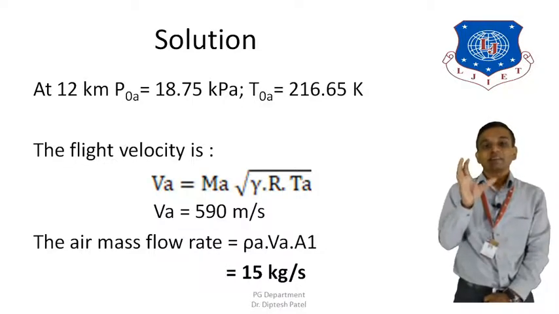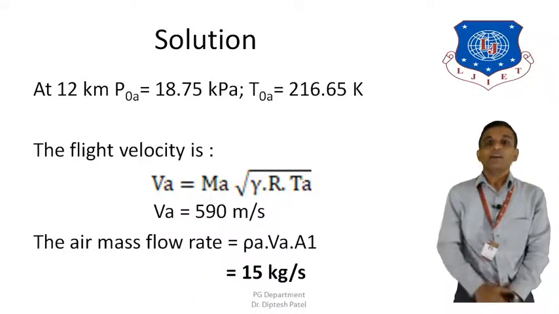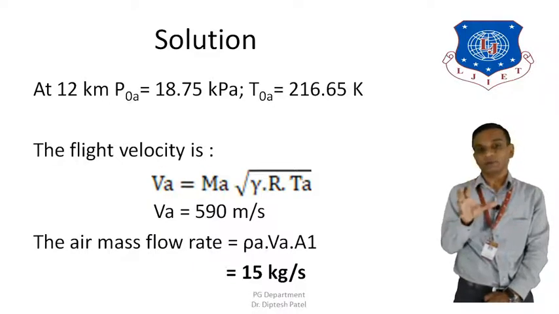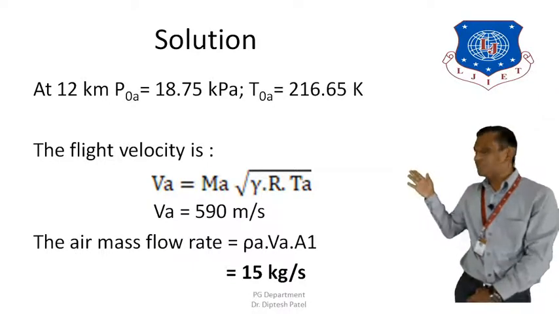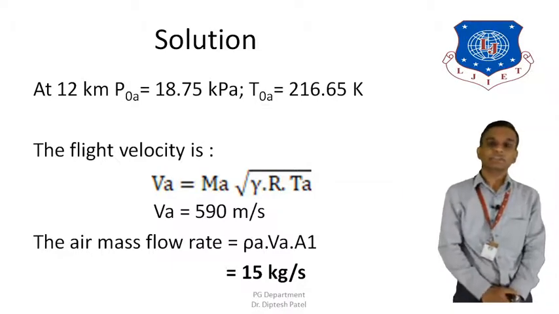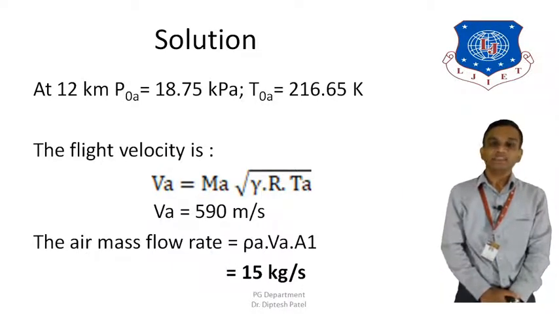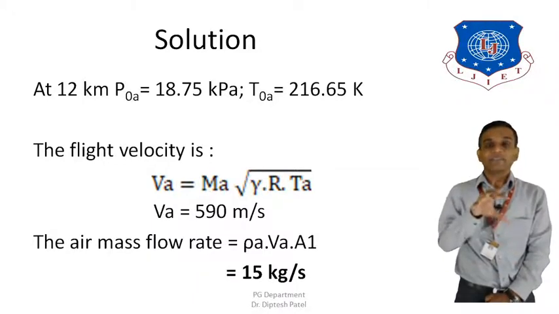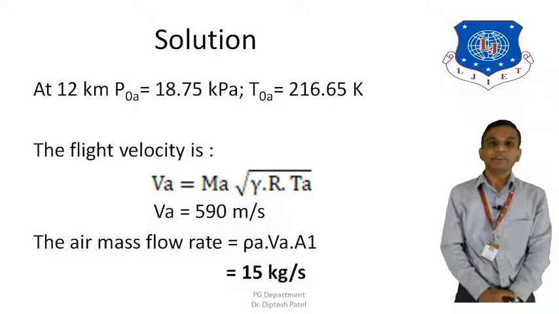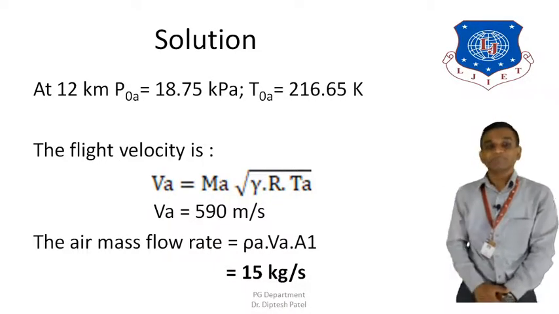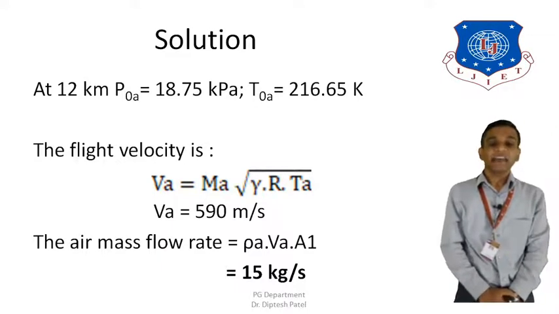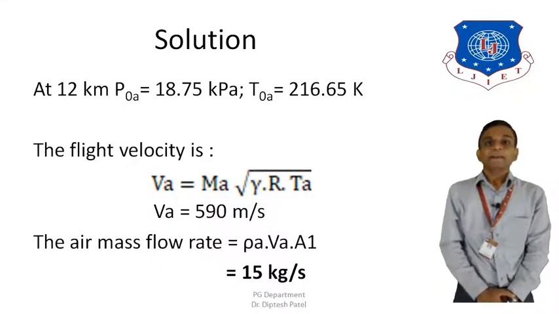So we are going to use the same formula to calculate the flight velocity. VA is equal to MA into under root of gamma R TA, since we know that under root of gamma R TA is the velocity of sound. Substituting the values, we calculate the flight velocity, which is 590 meter per second.